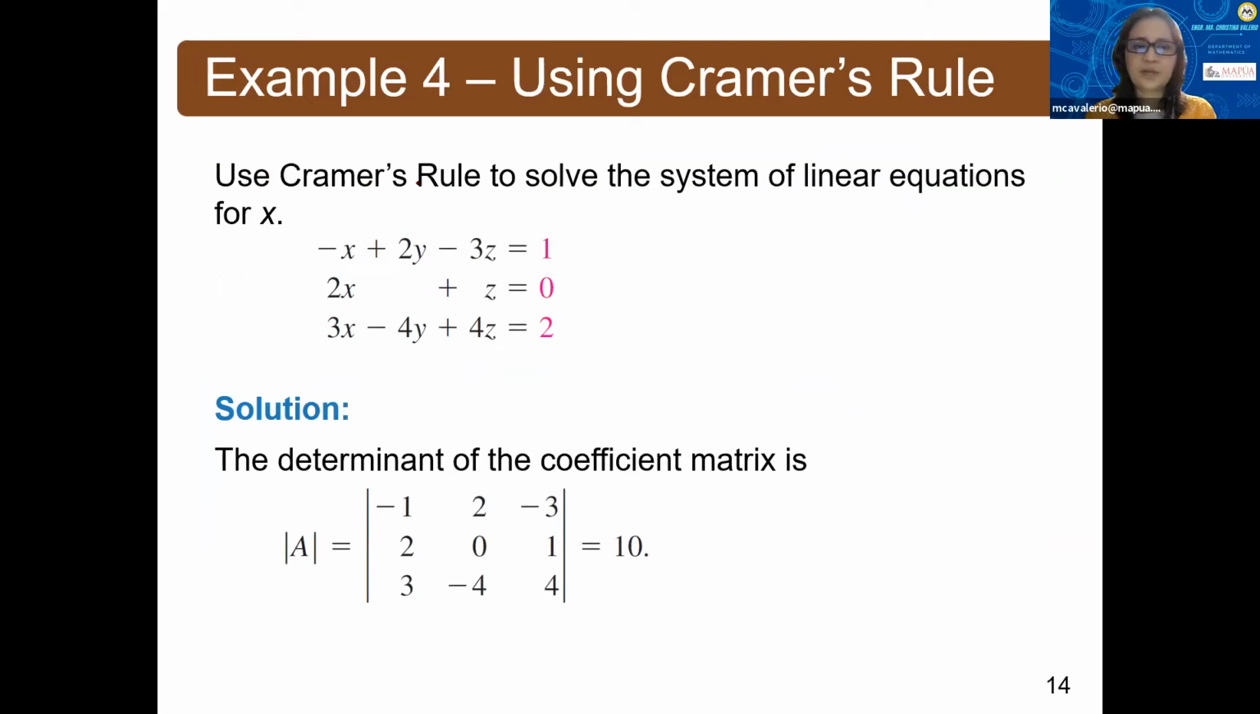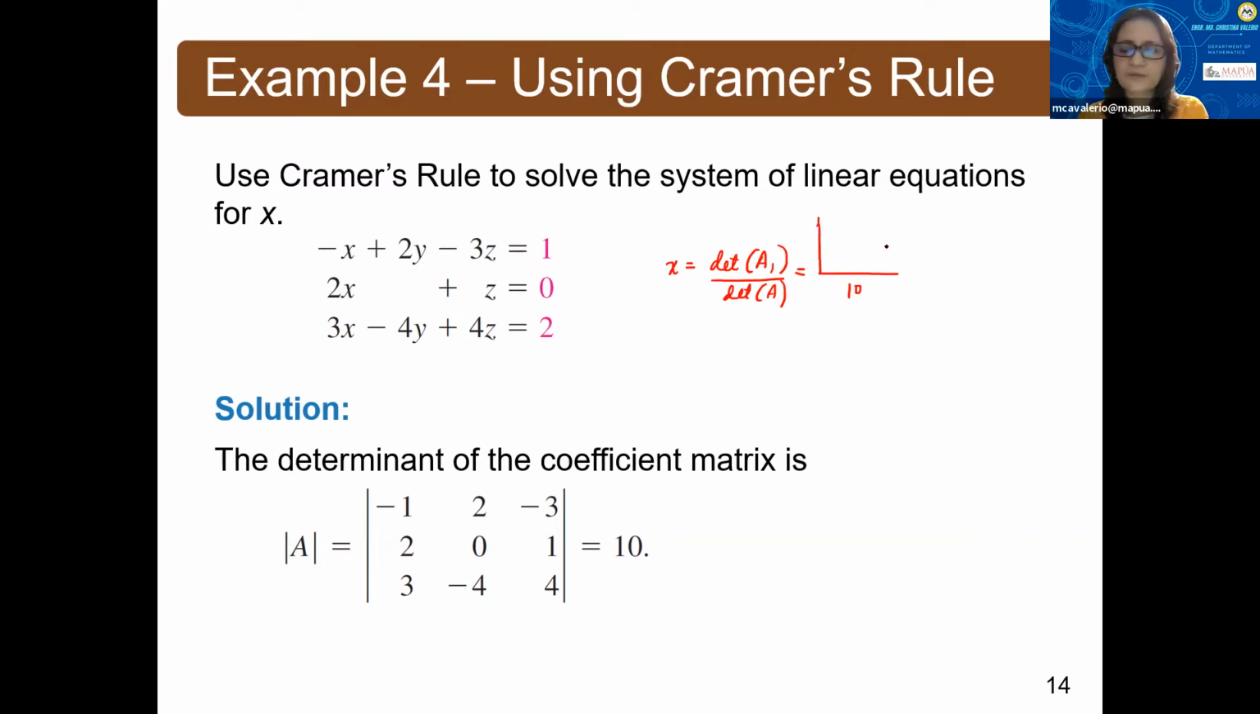Now, say in example number 4, solve the system of linear equations using Cramer's rule. So since we're asked to solve the system of linear equations for x, we know that x is equivalent to the determinant of A1 over the determinant of A. We already know the determinant of A is given here as 10. So we only need to find the determinant of A1.